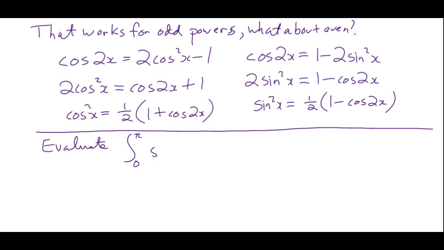Zero to pi, sine squared x dx. Okay, so this is not going to involve a u substitution, right? What it is going to involve is that we're going to write this as 0 to pi. Okay, what's sine squared x equal to? 1/2 of 1 minus cos 2x. So that's our sine squared x, right? Replaced with 1/2 of 1 minus cos 2x.